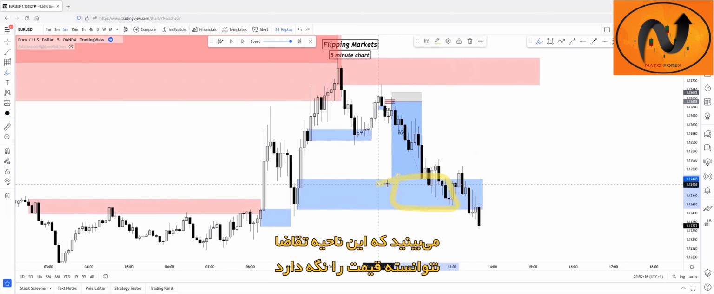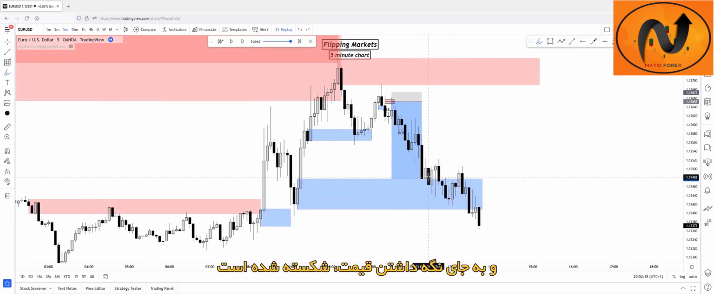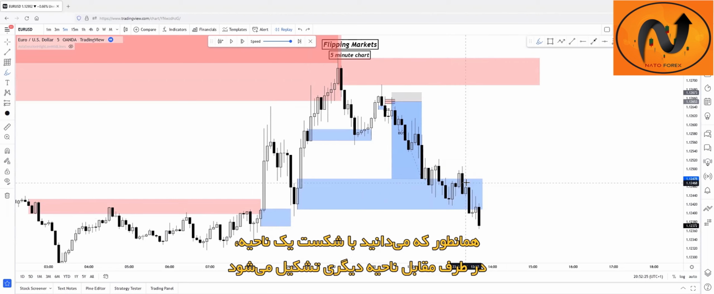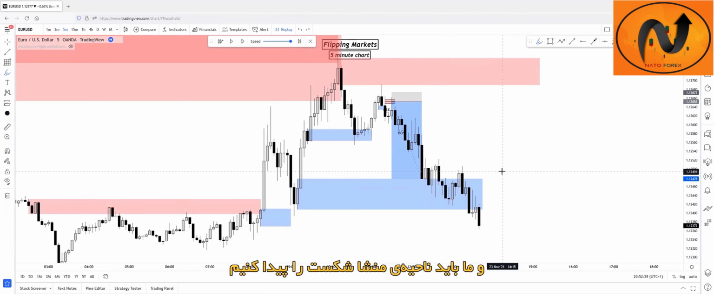So as you can see, this demand couldn't hold the price. And instead of holding the price, price just broke through this demand zone. If a zone breaks, an opposite side zone will be formed, as you may know, and we will have to find the zone that caused the break of this zone.